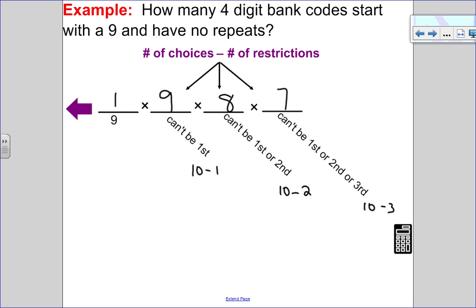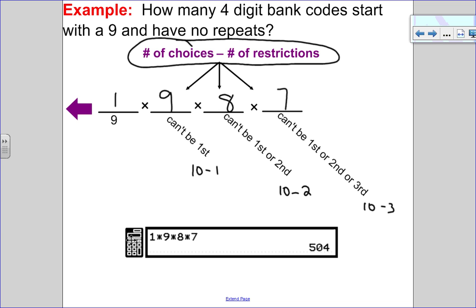And you'll notice I wrote here the number of choices minus the number of restrictions. That will be the choice for each stage of the fundamental counting principle. Okay? So I can multiply those together and I get that there are 504 4-digit PINs starting with a 9 and having no repeats.